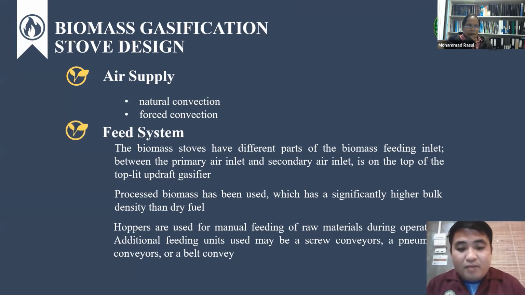On feed system, the biomass stove has different positions of the biomass feeding inlet between the primary air inlet and secondary air inlet, or on the top of the gasifier. Biomass has significantly higher bulk density than dry fuel because biomass with high density gives high thermal efficiency of combustion. A hopper is used for manual feeding of raw material during operation and additional feeding. Units used may be a screw conveyor, a pneumatic conveyor, or belt conveyor. Let's move on to the next point.